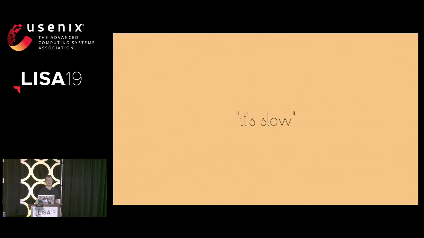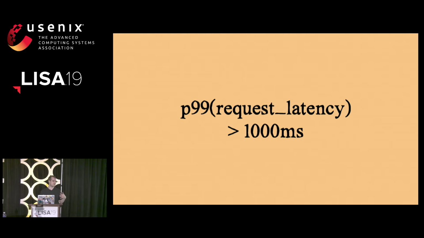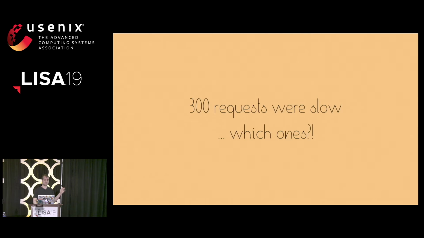Basically, it's slow. And so we might have some sort of chart that shows that there's a problem. We have tail latency that's going through the roof. And there might be some kind of alerting in place. So an alert condition that looks like this, that will send an alert if a certain percentage of requests goes over a threshold. But the only thing that this tells us is a certain number of requests was slow. It doesn't tell us anything about which ones.